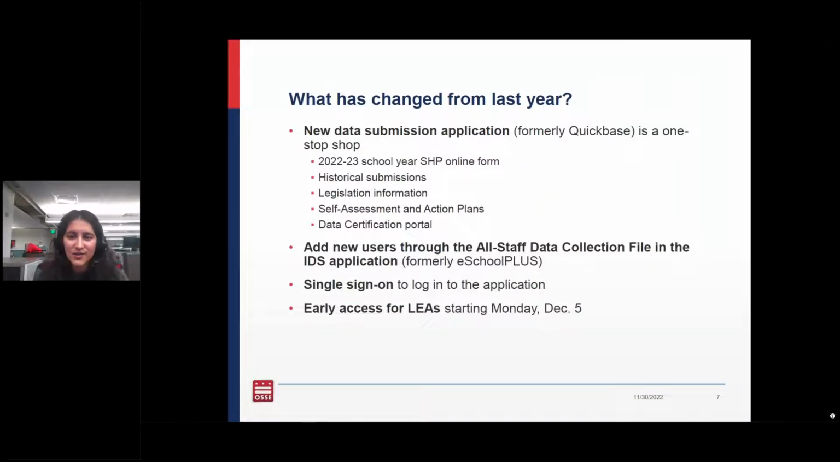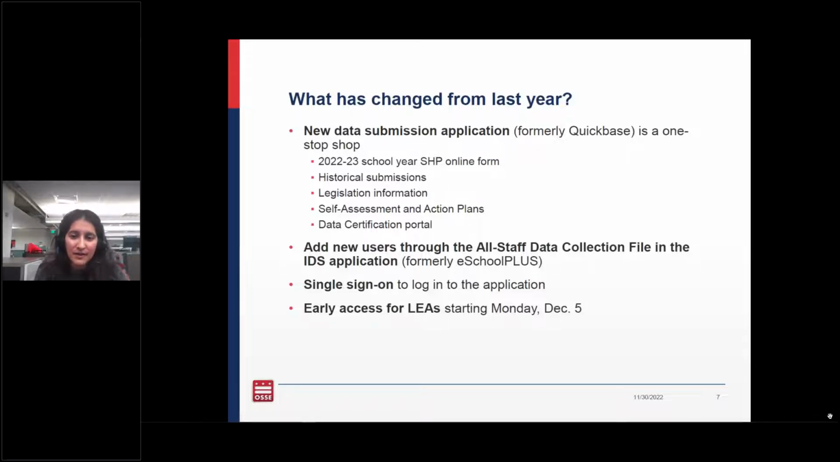So what's changed from last year? Most notably, we have a new data submission application, which was formerly Quickbase. This new application is going to serve as a one-stop shop. So this will be the place where you can complete and submit the school health profile form for this school year. You can view historical submissions of your school's profiles. You can view legislation information. You can view, if it becomes required for you, the self-assessment and action planning tools. And this is also the same portal where the LEA head of school will come on the date of the data certification deadline to certify the data.